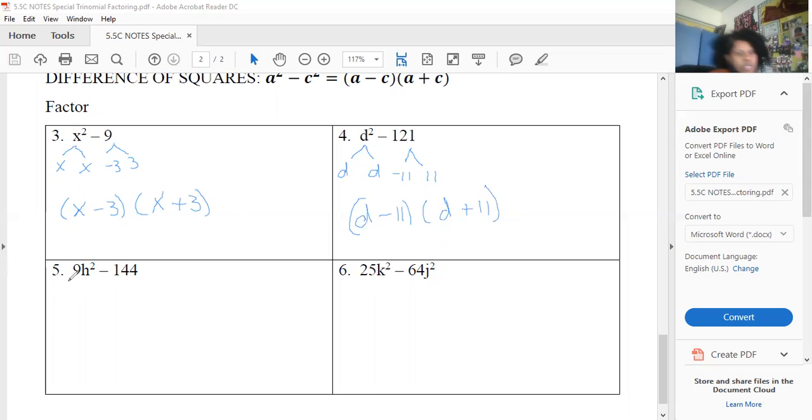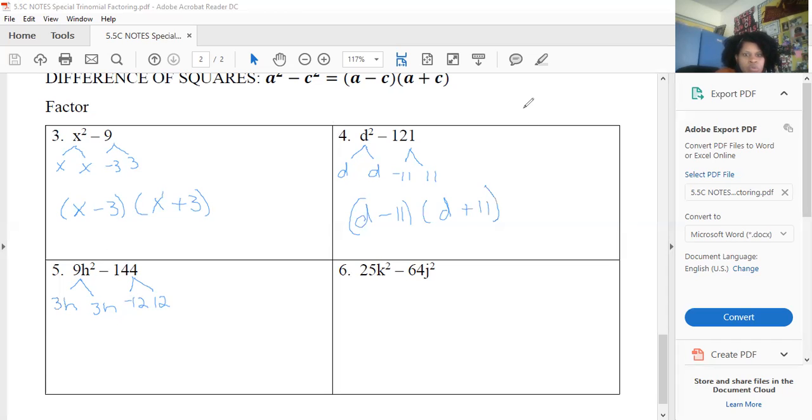All right, for this one, I'm going to do the same thing. I have to break down the number part and the variable. So 9h squared breaks down into 3h times 3h. Negative 144 breaks down into a negative 12 times 12. So again, those are perfect squares.